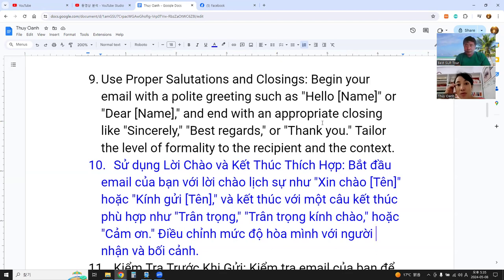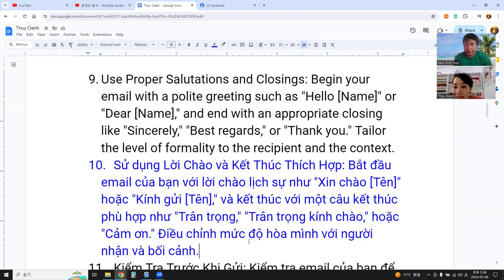Tailor means we design our clothes like a suit, and then we make a tailoring. A tailor is someone who makes the suit fit. That means tailor the level. Level is mức độ, and formality is hòa mình. Người nhận is the recipient, and bối cảnh is context, the same as content.